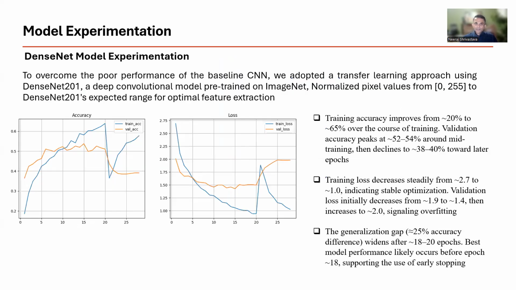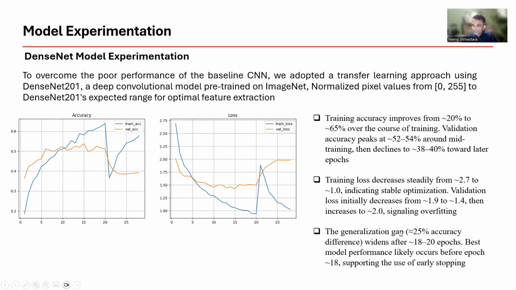Now, when it comes to DenseNet model experimentation to overcome the poor performance of the baseline CNN, we adopted a transfer learning approach using DenseNet 201, a deep convolutional model pre-trained on ImageNet, as I described earlier. The training accuracy improved from 20% to 65% over the course of training. Validation accuracy peaked at 52 to 54% around mid-training, then declined to 38 to 40% towards the end. Training loss also decreased steadily from 2.7 to 1.